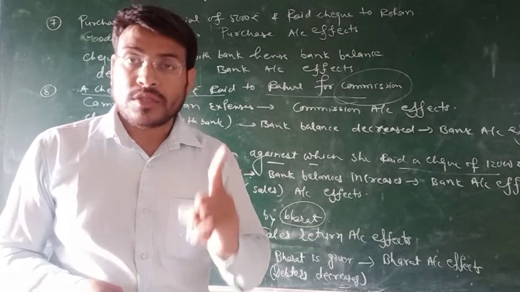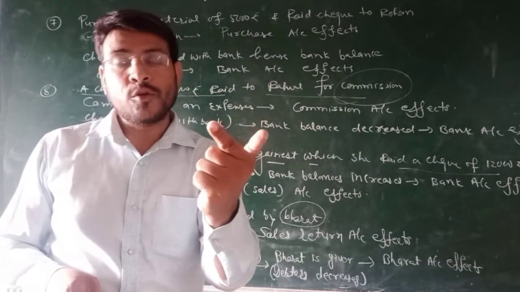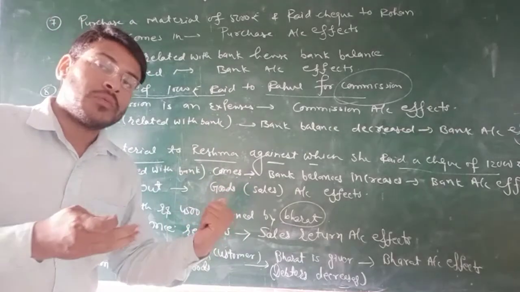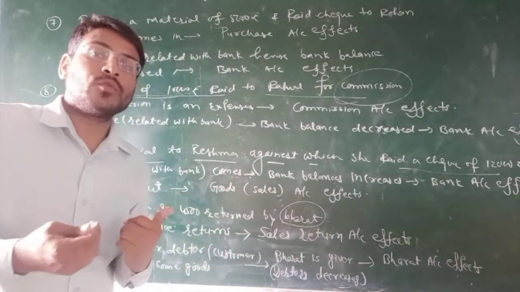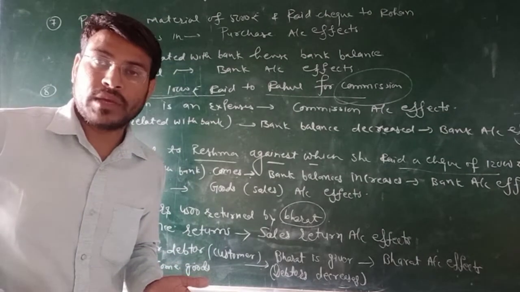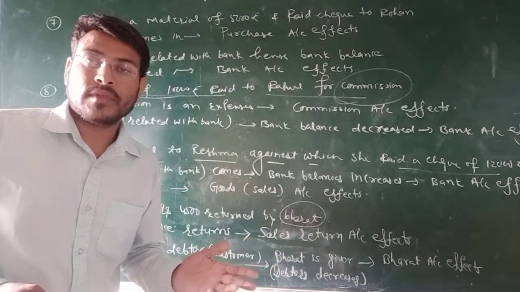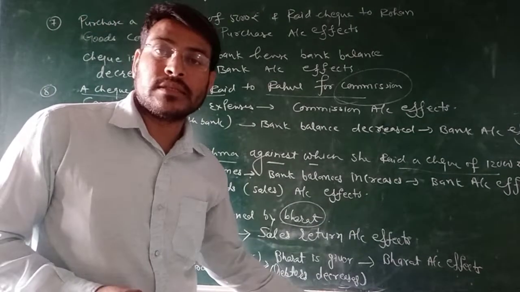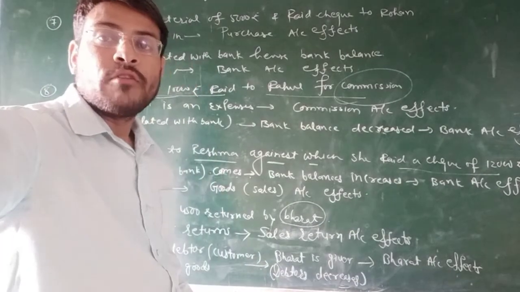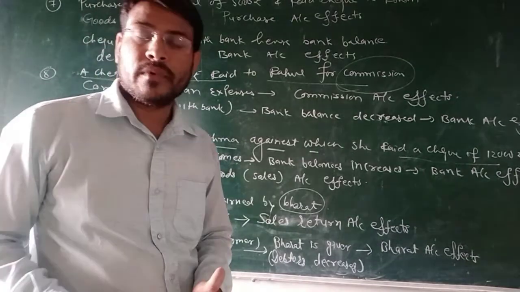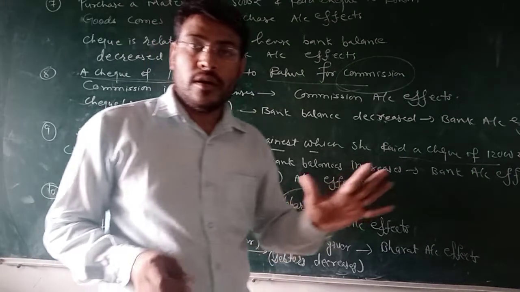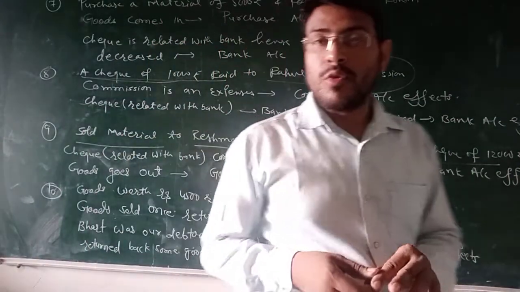Why? Because the excess 4,500 rupees material he has returned to us, and the material which the debtor returned to us, definitely he is not going to pay that money, right? So it can be said debtors decrease. कि हमारे जो debtors हैं वो क्या हो रहे हैं? Decrease हो रहे हैं. Is that clear, friends? I hope आप लोगों को ये video समझ में आया होगा, effect का.